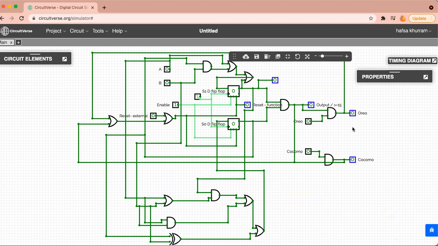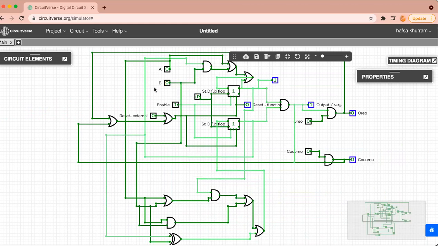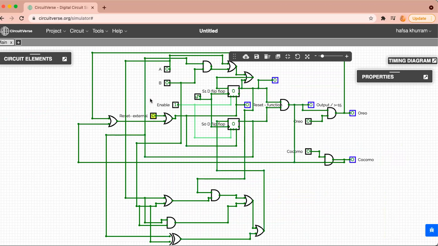Let's say that my friend enters, and she can already see that 15 rupees are already in the circuit. She is not comfortable using someone else's money, so she has an external option of resetting the circuit, and so she doesn't have to worry about this. So she can reset the circuit and then purchase her own Kokomo or Oreo.